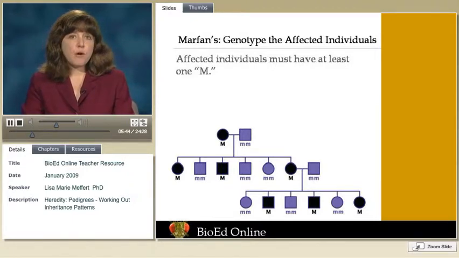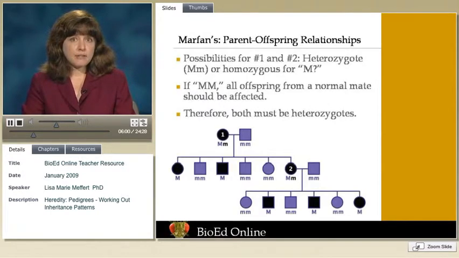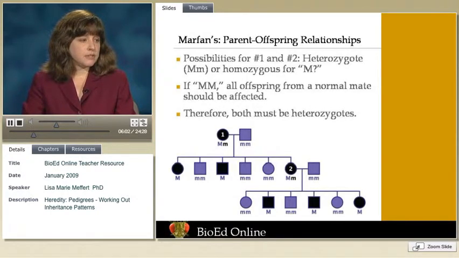Now we have to figure out whether these individuals who express the trait are homozygous for the big M, or heterozygous for the big M. That means they have a big M and a little m. They have the disease trait, and they also have the recessive allele. So the way we work this out is, let's look at individuals number 1 and 2, and try to figure out if they're homozygous or heterozygous.